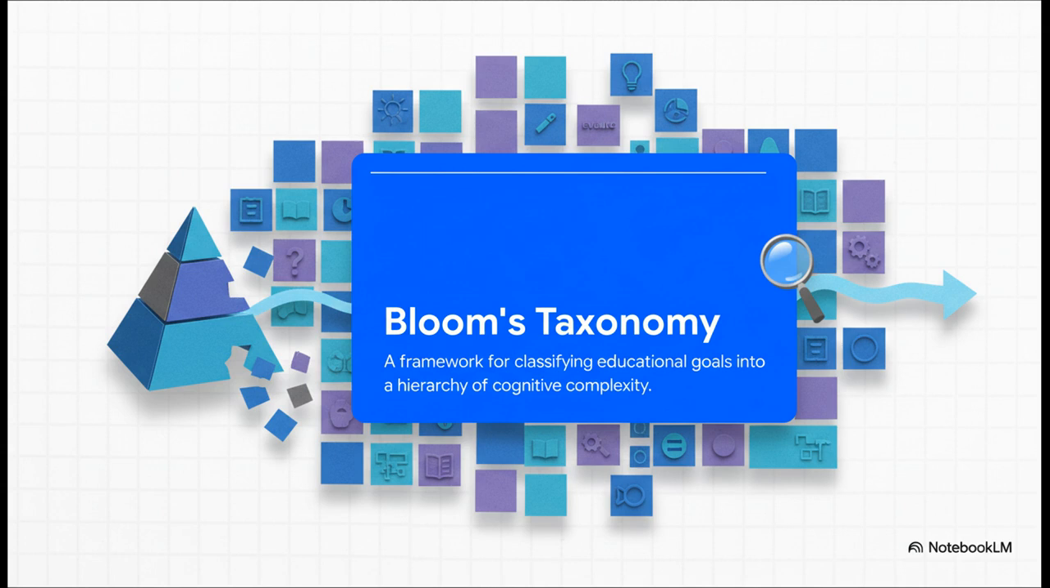The old pyramid was like a simple ladder. You just climb up the rungs. The new version, the one updated by Anderson and Krathwohl, is way more sophisticated. Think of it like a chessboard. It's not just about moving up. You have to consider what piece you're moving, that's the type of knowledge, and how you're moving it, that's the cognitive skill. It's a powerful two-dimensional framework.